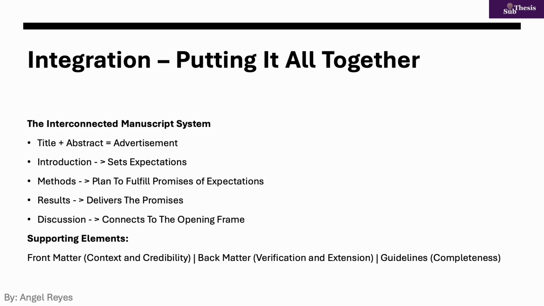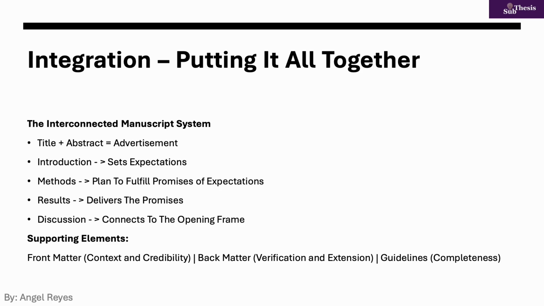Let's step back and see how everything integrates. Your manuscript is an interconnected system where each element supports the whole. Your title and abstract work together as your research's advertisement. Your introduction sets up expectations that your methods must fulfill. Your results deliver on promises made in methods. Your discussion connects findings back to the introduction's framing. Front matter provides context and credibility. Back matter provides verification and extensions.